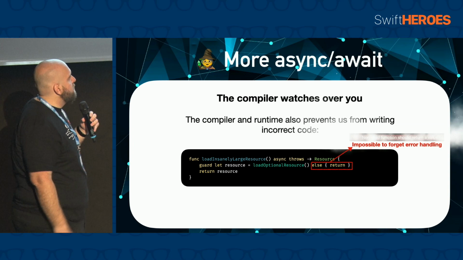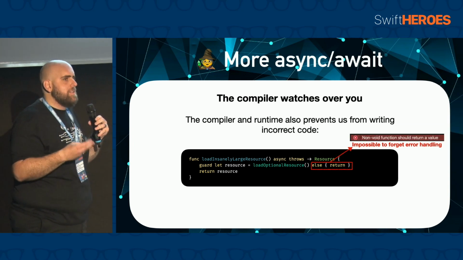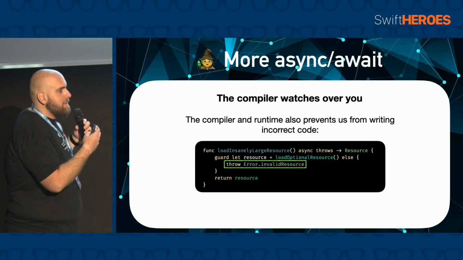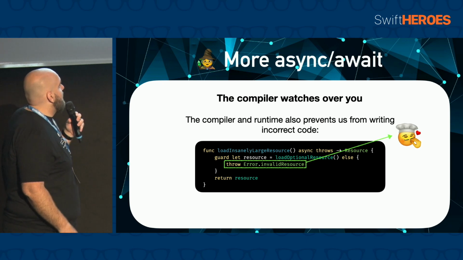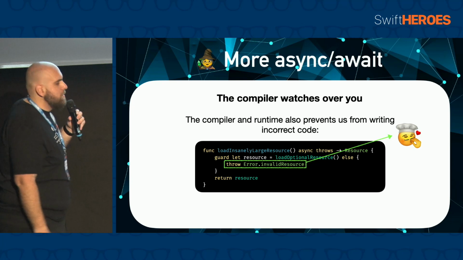The compiler won't let me do this. It's going to tell me that it is a non-void function. You have to return something from it or handle it somehow. And then it forces you to think about the problem and fix it. In my case, I can just throw an error because it's a regular async function. I don't have to do anything fancy to solve it.